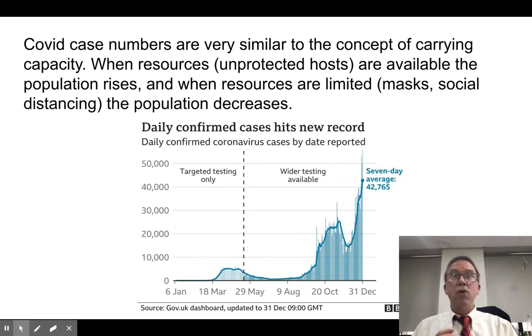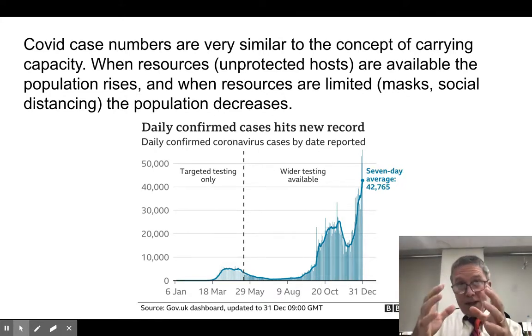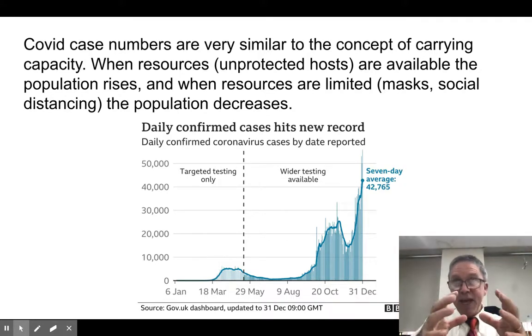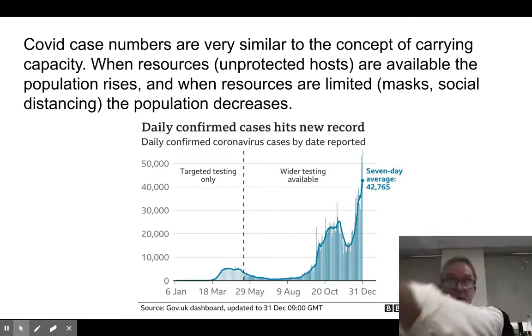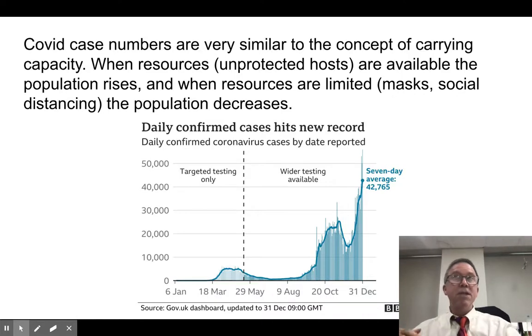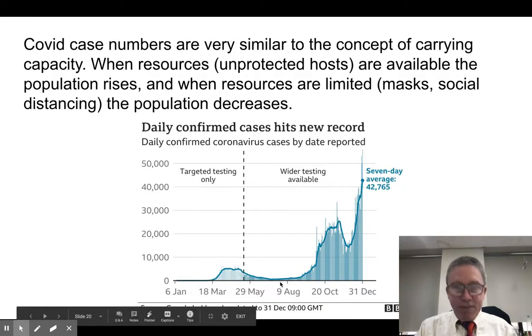Essentially, we're limiting its resource, which is a person that has the virus in it, and we're saying, "Oh, you got the virus. We're putting you in total isolation." So that is a density dependent factor, right? We're keeping you away from other members of society, and the population has dropped way down.